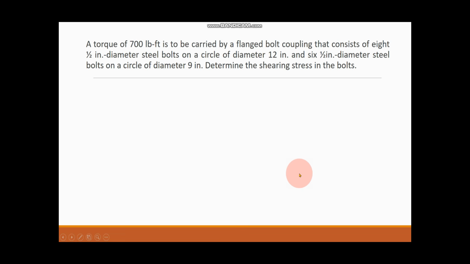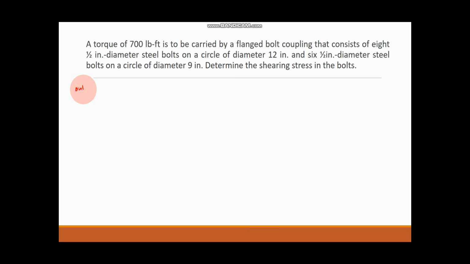Next problem. A torque of 700 pounds-feet is to be carried by a flange bolt coupling that consists of 8 1/2 inch diameter steel bolts on a circle of diameter 12 inch and 6 pieces of 1/2 inch diameter steel bolts on a circle of diameter 9 inch. Determine the shearing stress in the bolt.